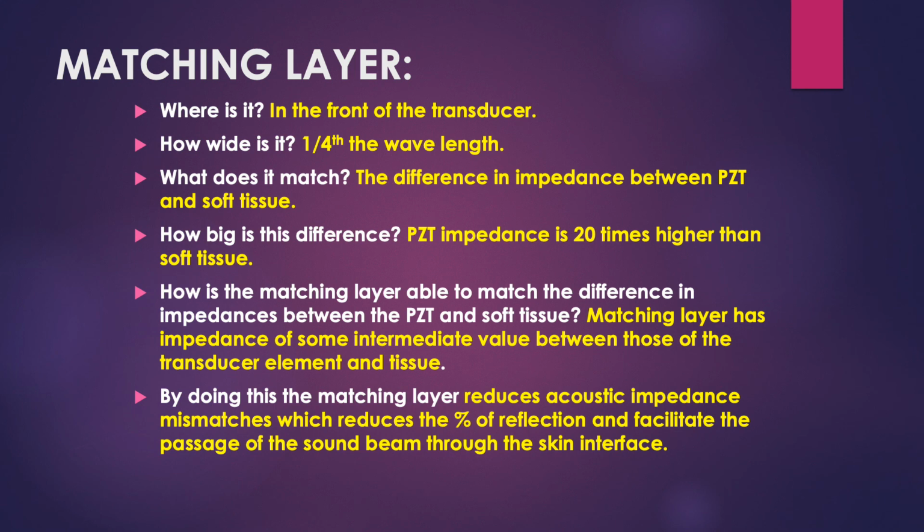How is the matching layer able to match the differences in acoustic impedance between PZT and soft tissue? Because the matching layer has an impedance of some intermediate value between those of the transducer elements and the tissue. By doing this, the matching layer reduces acoustic impedance mismatch, which reduces the percentage of reflection and facilitates the passage of the sound beam through the skin interface.